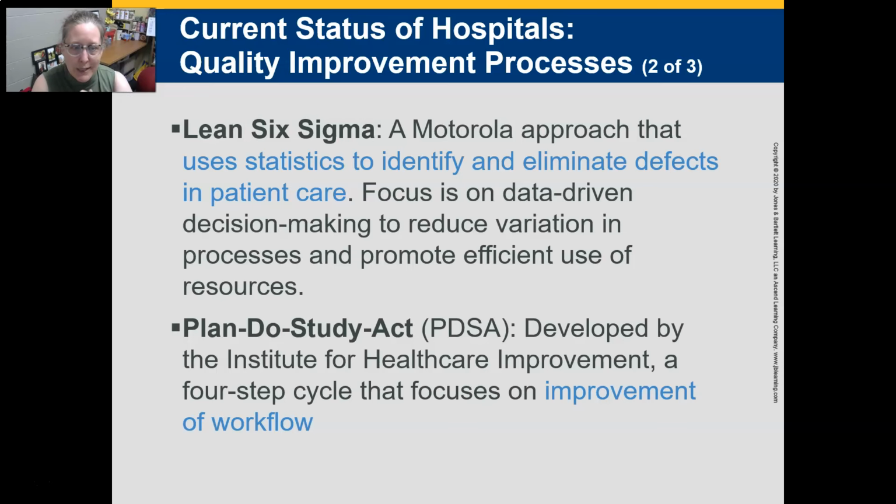There's also the Plan, Do, Study, Act. This was developed by the Institute for Healthcare Improvement. It's a 4-step cycle that focuses on improvement of workflow. And so this is easy to implement even in a small department. The way you look at it, you look at a problem or something that could be done better. And so you plan your improvements, then you put your improvement in place. You study the outcomes. So you have to have data from before and data from after. Usually you first do a pilot program, so you can do it on a smaller scale, test it out, see if it works.